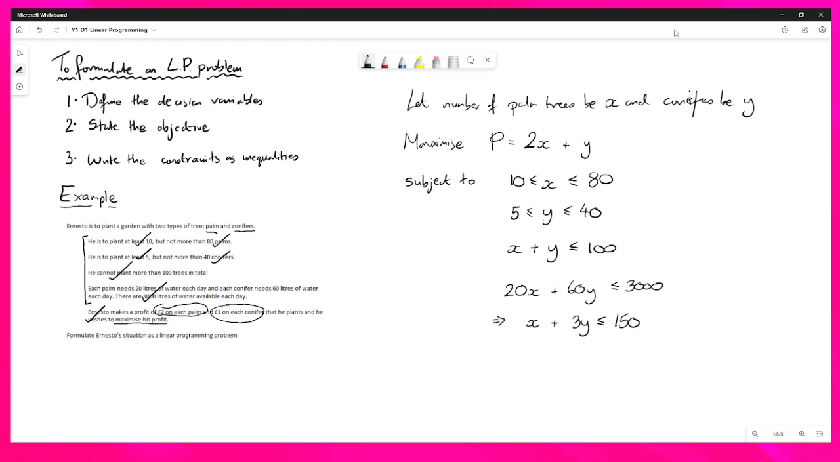We've used every constraint, we've defined our decision variables, we've stated our objective, and we've listed all of our constraints. What we're going to look at in subsequent videos is how to then go ahead and solve this to find not only the maximum profit, but also the number of palm trees and the number of conifers that Ernesto will need to plant in order to maximize that profit.